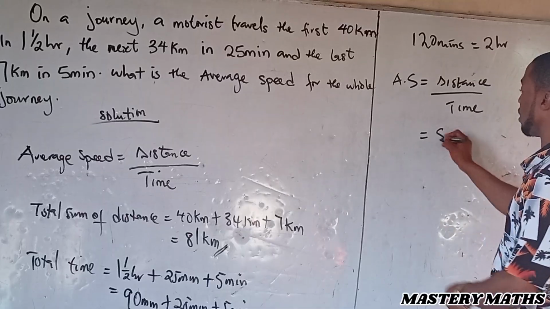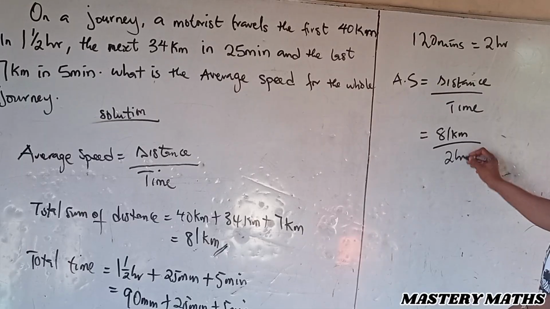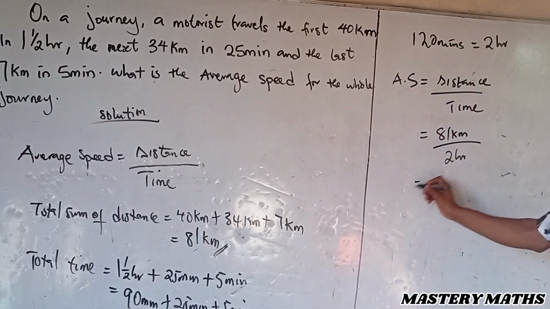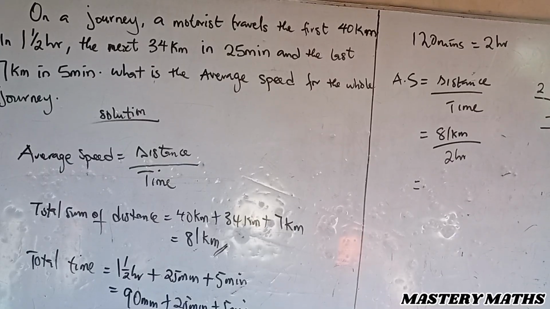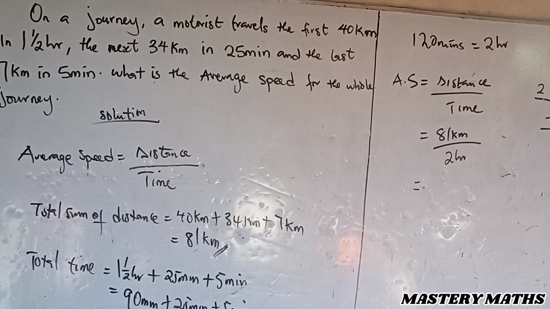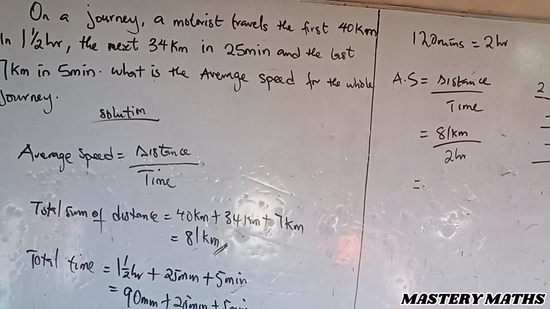Now, writing the same formula, average speed is equal to distance over time. Our distance is 81 kilometers over the time, which is 2 hours. Now, let's divide. We have 81 divided by 2. How do we divide it? We use the long division method. 2 into 8 is 4. 4 times 2 is 8. We subtract, giving us 0.